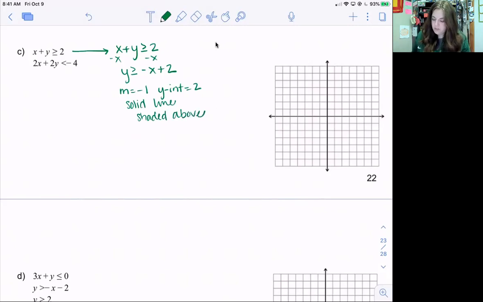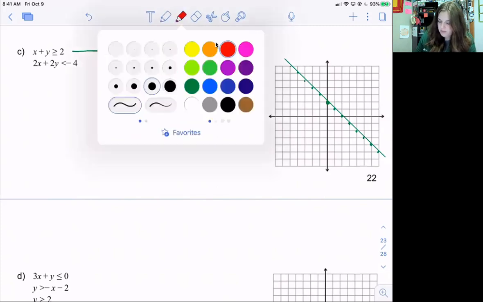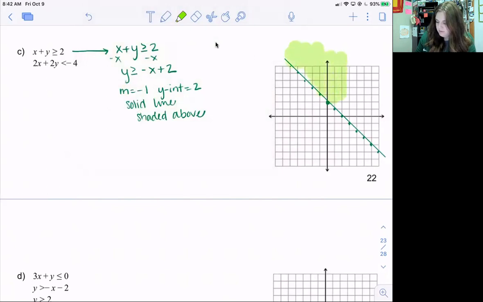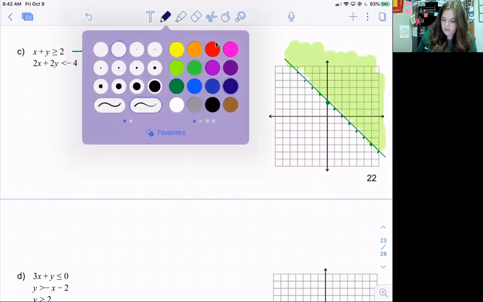All right, so if we graph this, y-intercept of 2 and a slope of -1, so go down 1, right 1. And we have a solid line. Let me go ahead and connect my dots. Oops. Okay, and we're going to shade above the line. So anything above this line. All right, now let's look at our other inequality.